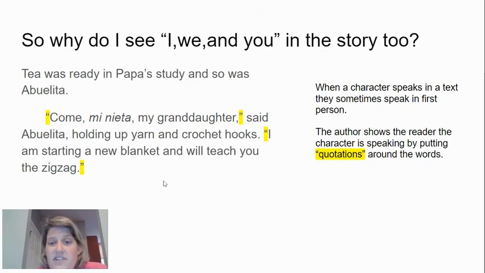The reason we know this is not first person is because of these little things right here called quotations. When an author is writing in third person and he wants to tell us exactly what a character is saying, he is going to use quotations and then use first person. So what the author is telling us here is that Abuelita actually said the words, I am starting a new blanket and will teach you the zigzag. The author is telling us exactly what he sees Abuelita doing or saying. And he shows us that by using these quotation marks around the language that she uses.